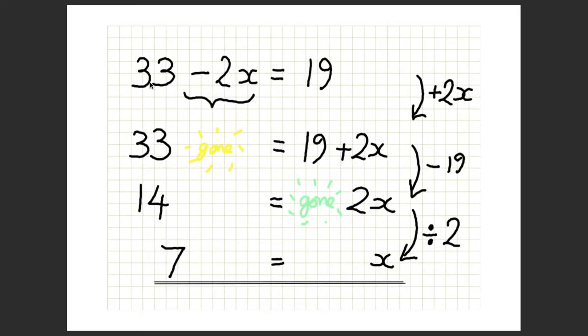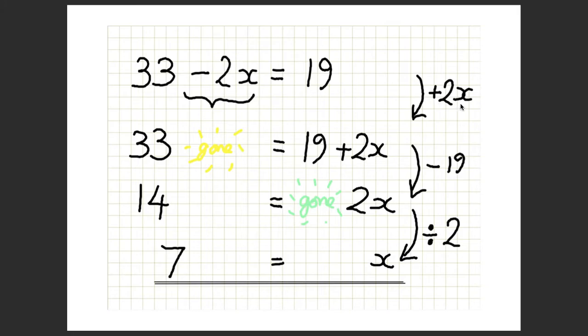Here's another one. 33 minus 2x equals 19. Now whenever you see a minus, it belongs to the thing that follows it. So that minus belongs to the 2x, which is why I've put a little bracket around it. So to make minus 2x disappear, we have to add 2x. And I'd quite like the minus in front of the 2x to disappear, because having minuses just makes things a little bit more messy. So to make the minus 2x disappear, I add 2x. So I do that and it's gone.